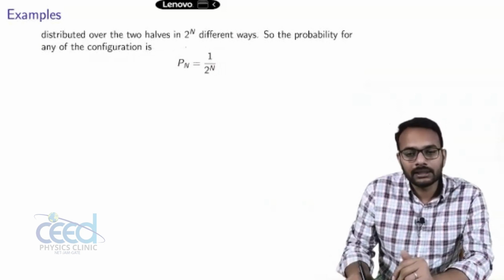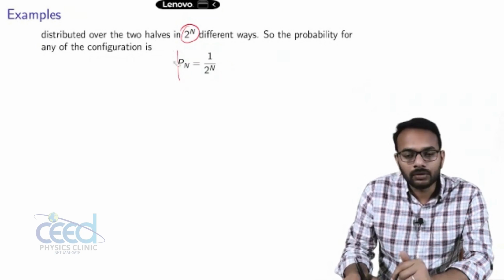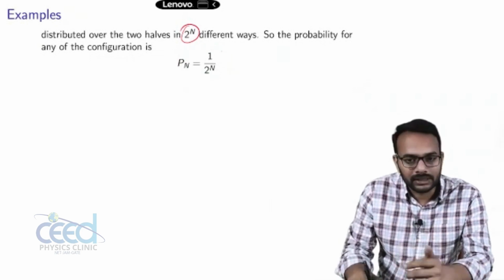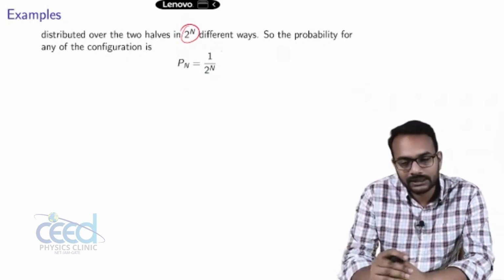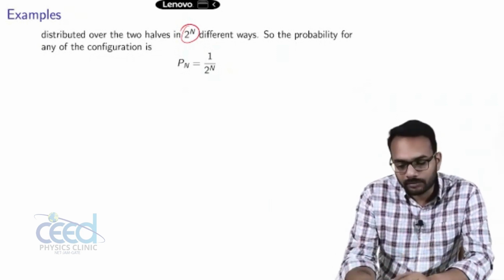But there are 2 raised to n different ways. So using equal a priori probability, you can say Pn is equal to 1 by 2 raised to n. The probability for any particular distribution, any particular way of distribution, is 1 by 2 raised to n.